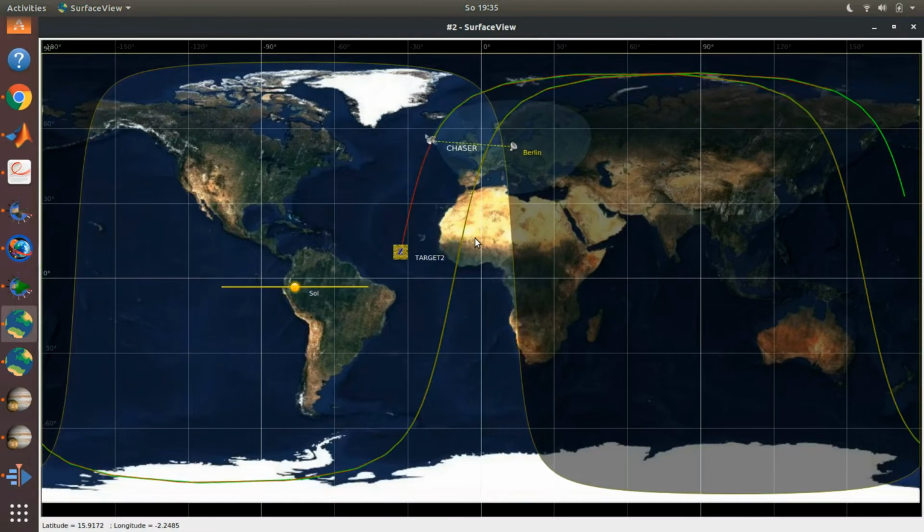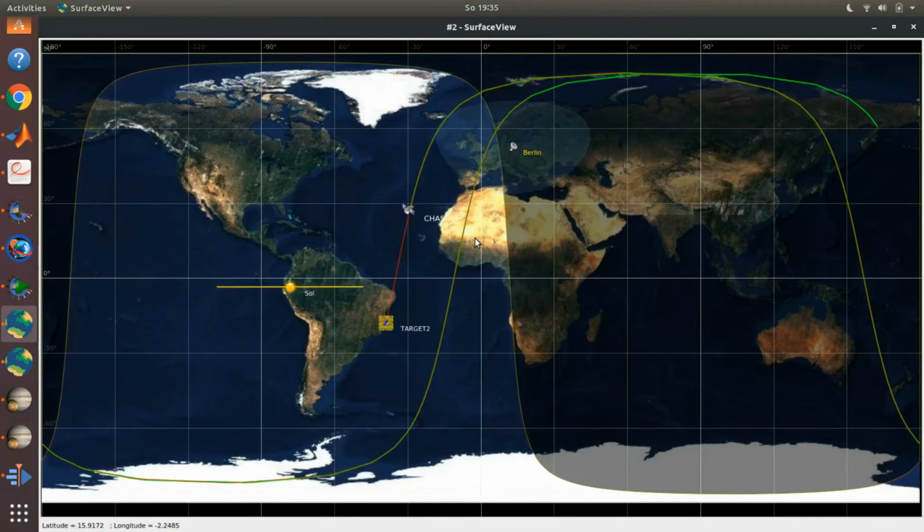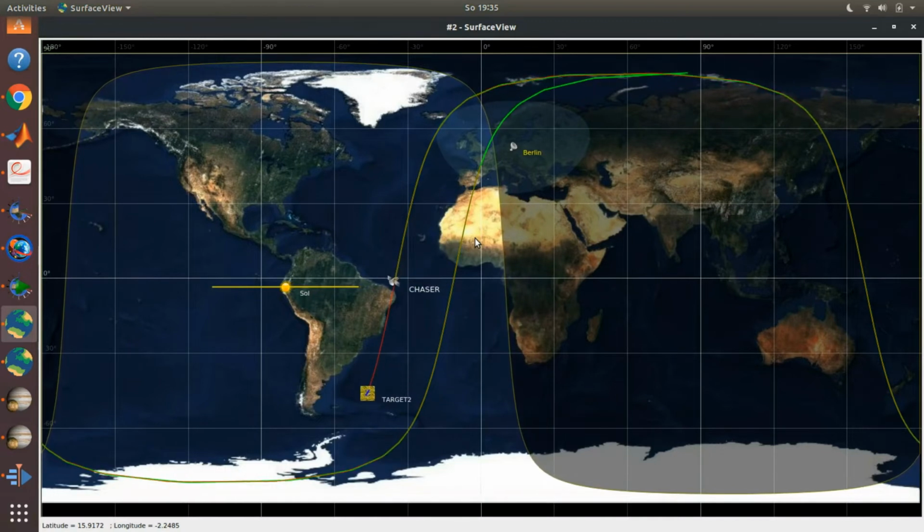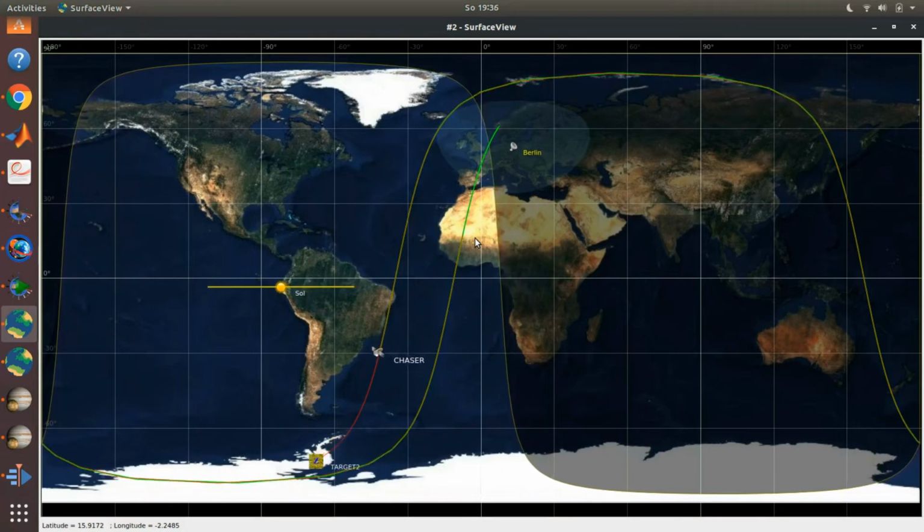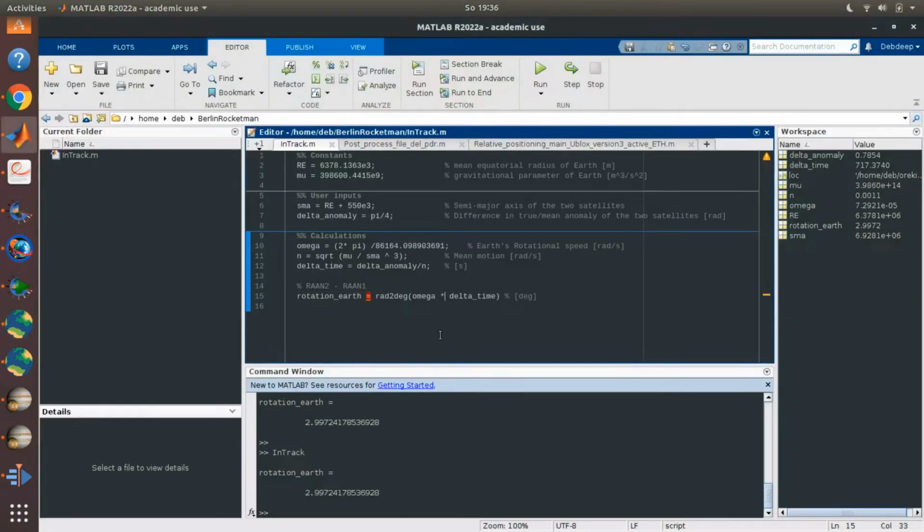Of course, for more realistic simulations, you should definitely consider the flatness of the Earth, at least J2. And in that case, in order to get the same results, you should use the Brouwer-Lyddane mean orbital elements instead of the normal Keplerian elements. I will show you a MATLAB script of how to generate an in-track orbit.